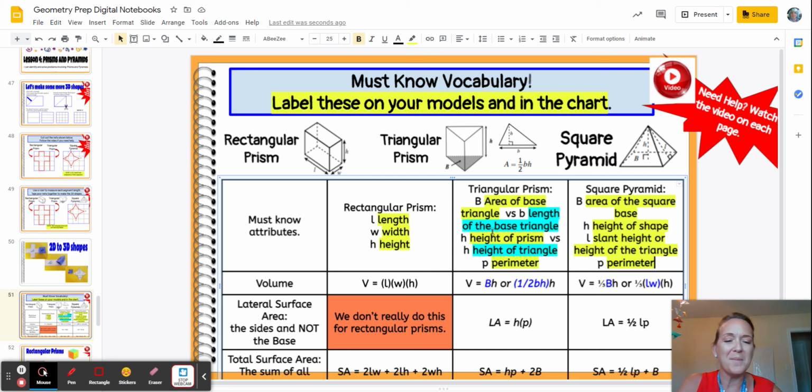Now that we've got all this vocabulary, let's go see if we can try to solve some problems and use them. See you on the next slide.